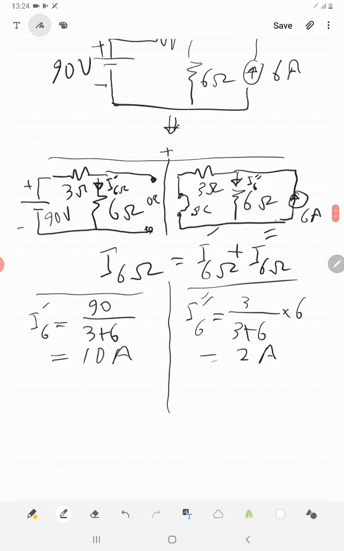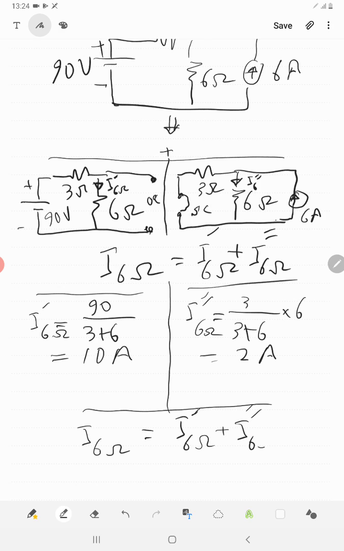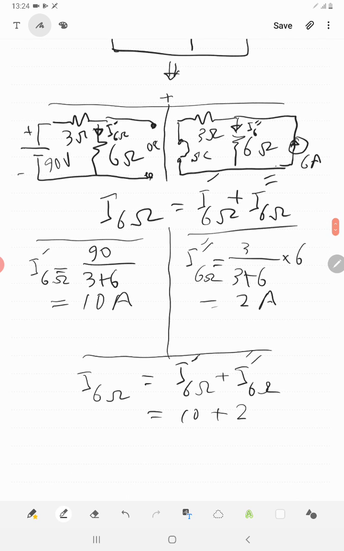Okay, so we finish this by saying that I6 ohms is equal to I6 ohms prime plus I6 ohms double prime. So it will be 10 plus 2. So this will give you 12 amps. This is simply the superposition theorem. Let's take another example.